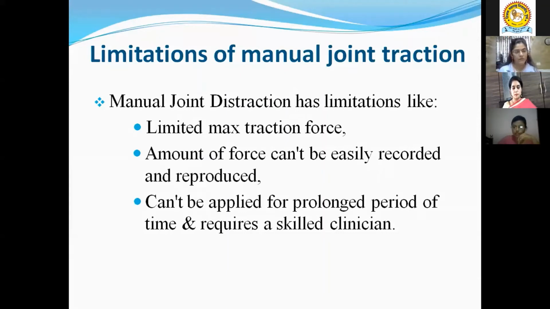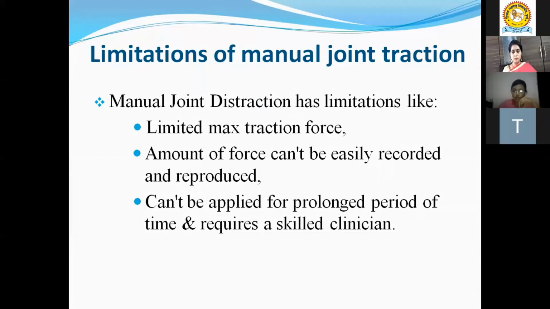So whatever force you are applying for manual joint traction cannot be recorded. I mean, it cannot be quantified. You cannot say right now I'm applying 10 kg force or 20 kg force. You cannot quantify it. You cannot give a grade to it. And the same force cannot be reproduced. That means, suppose one day you gave some sort of force, might be 5 kg, to the patient. Next day when the patient comes to your OPD, you cannot say you are applying the same force again. So it was not recorded and it cannot be reproduced.